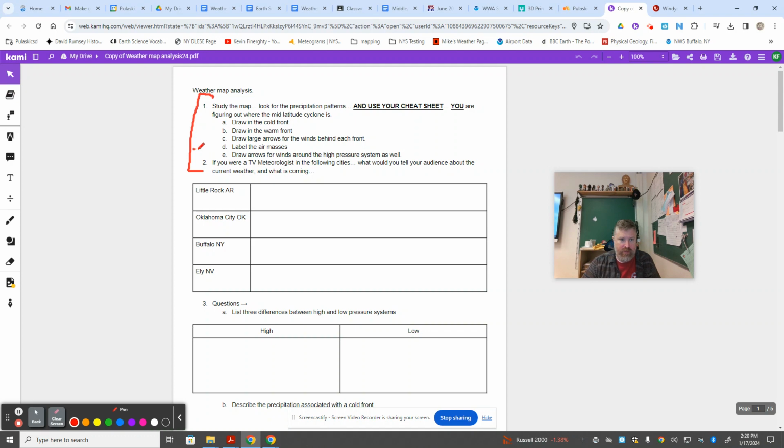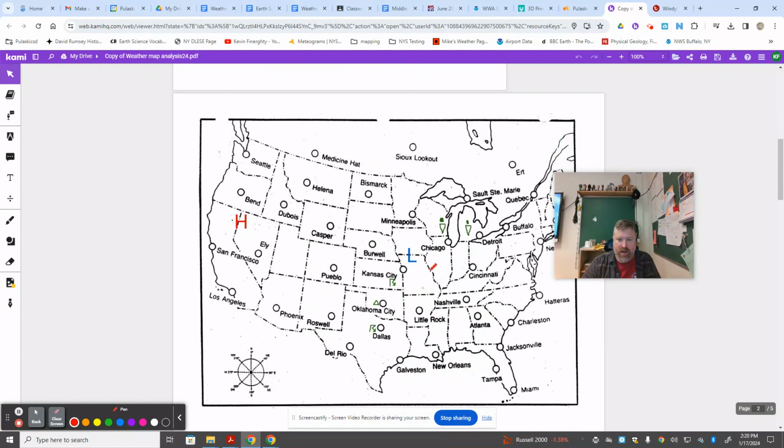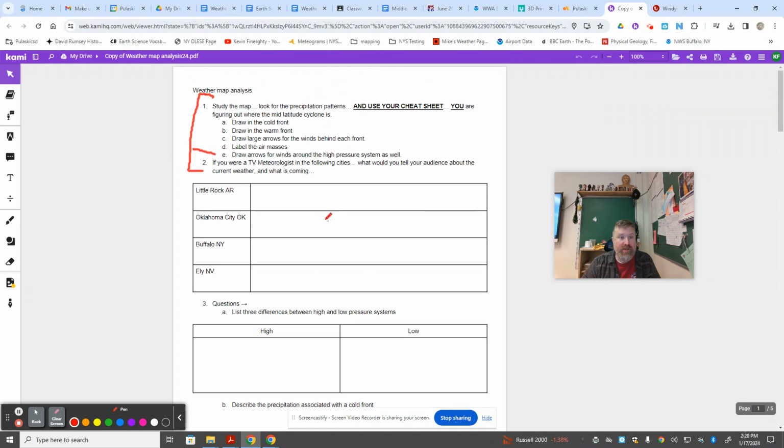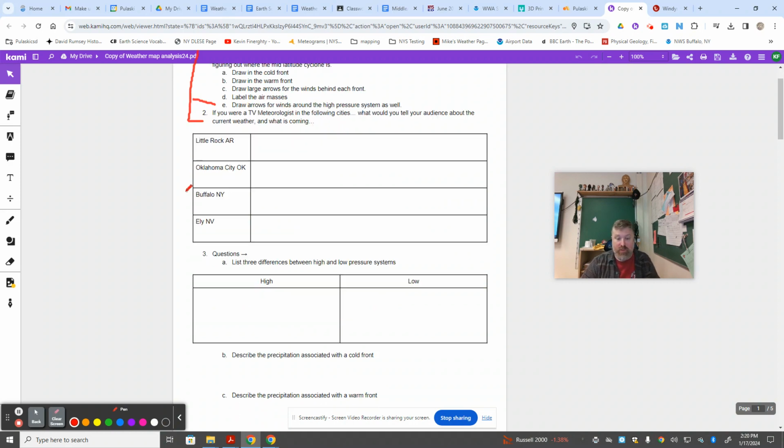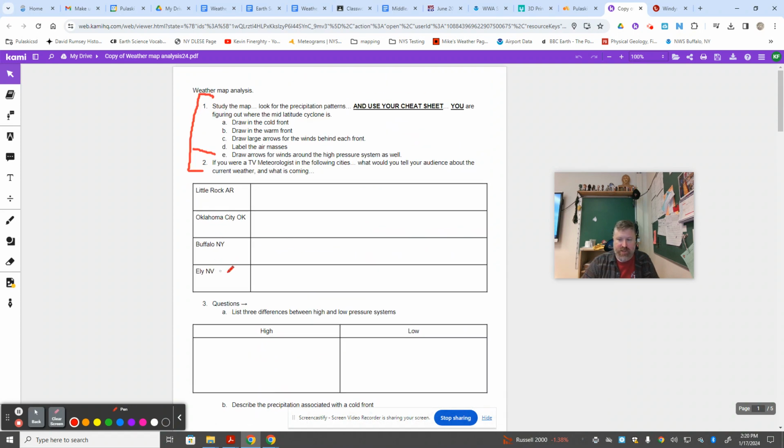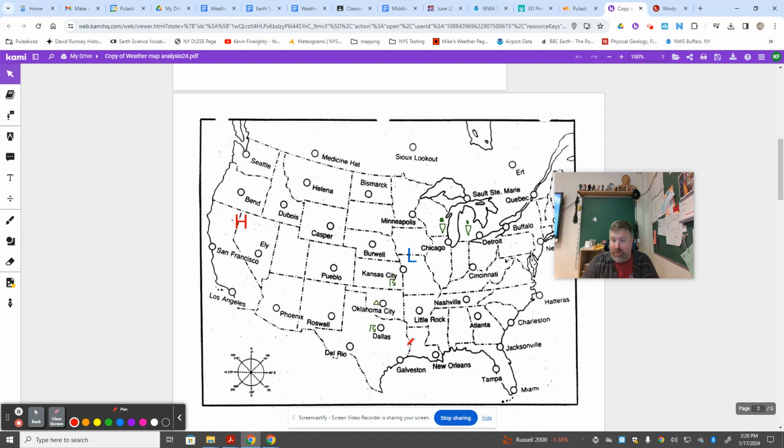Number one, you're going to study the map, look at your mid-latitude cyclone in your cheat sheet, and figure out where the fronts and everything else on that list goes. Where's the cold front? Where's the warm front? The air masses and the arrows for where the wind directions are. Then once you've got your map, you can say, okay, if I live in these four cities and I'm a TV meteorologist, what am I saying is going to happen? Look at your map and say, oh yeah, in Little Rock, it's like this right now, but over the next day, as this thing moves forward, because remember, they want to go around this counterclockwise, and don't draw this arrow, please. This low is going that way in general because of the wind belt that it lives in. So as this thing sweeps forward, what's it going to look like in the different cities that I picked there?